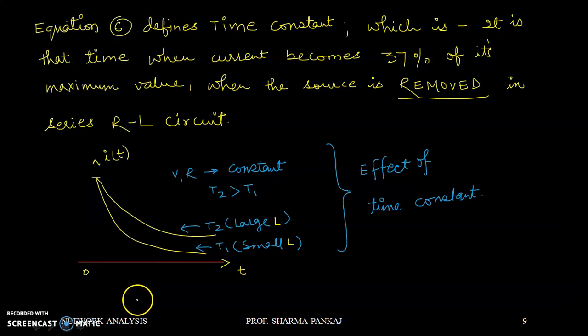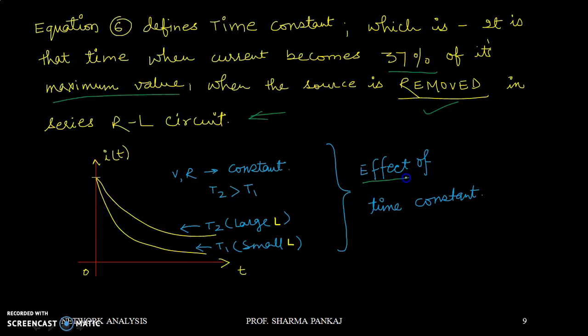Equation 6 defines time constant, which is that time when current becomes 37% of its maximum value, when the source is removed in series RL circuit.